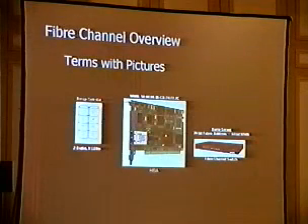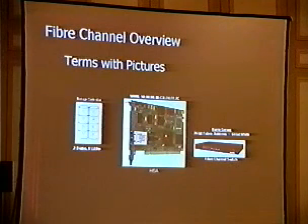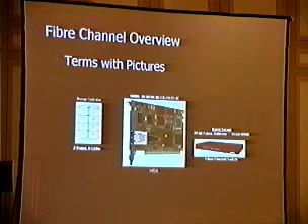Okay, here are some terms with pictures, because pictures are always good. On the left side, you see a storage array. There are 2 disks there, and there are 8 LUNs. So that's what a LUN is. It's like you have 2 physical disks, but you actually have 8 LUNs, 8 categories to expose the data.